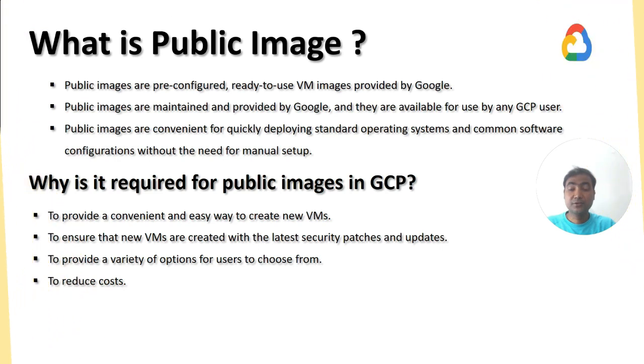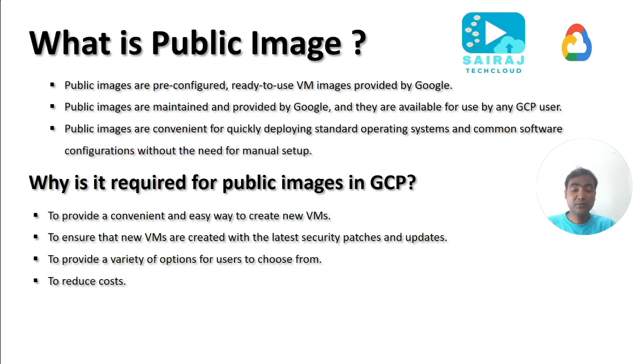Guys, let's discuss what public images are in Google Cloud Platform. Public images are pre-configured, ready to use VM images provided by Google. They come with various operating system and software configurations, making them suitable for a wide range of use cases. Public images are provided and maintained by Google, open source communities and third-party vendors. They are available to all GCP users and can be used to create a new VM.